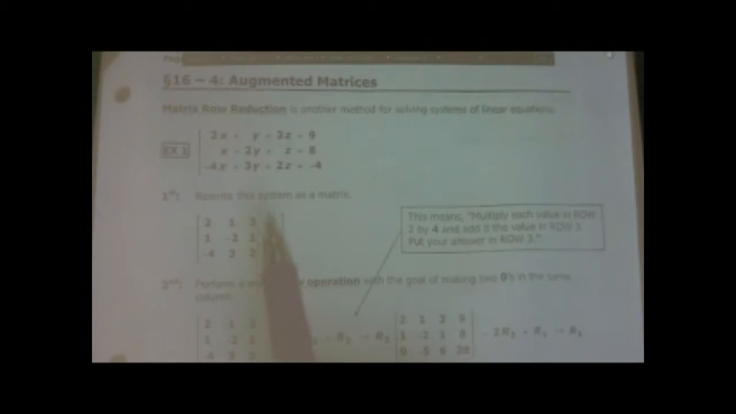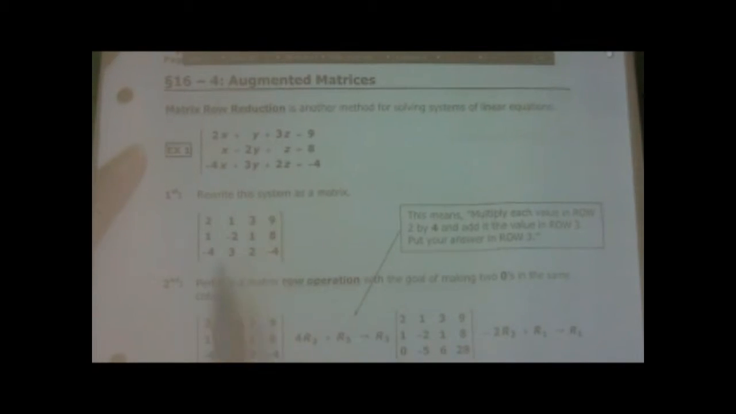All I'm going to do is use the numbers in front of the variables. So my first row is a 2, a 1, a 3, and a 9. My second row, my coefficients are 1, -2, 1, and 8. And the third row is -4, 3, 2, -4. So that's what I've done, is write this as a matrix.